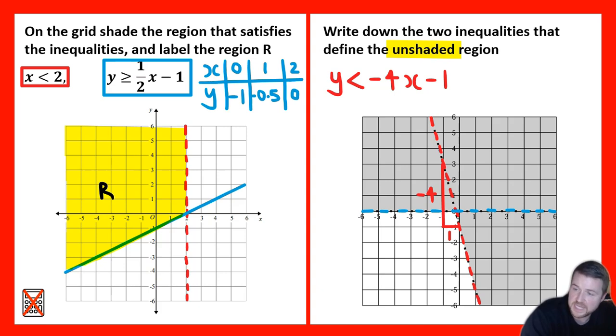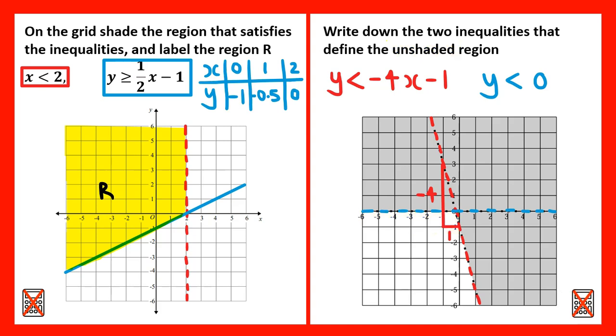It just goes through the x-axis, which is considered y equals 0. The unshaded region is below this line, again therefore being less than, and since it's a dotted or a dashed line, it's strict and not inclusive, so will therefore just be y is less than 0.